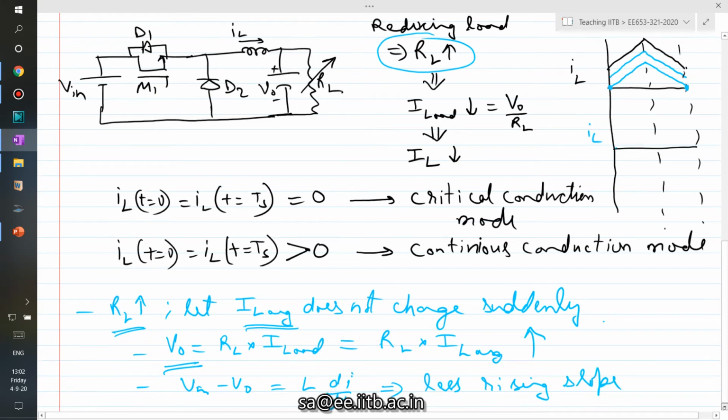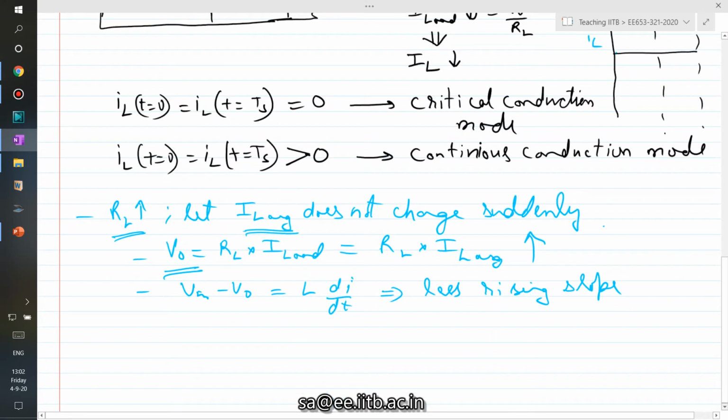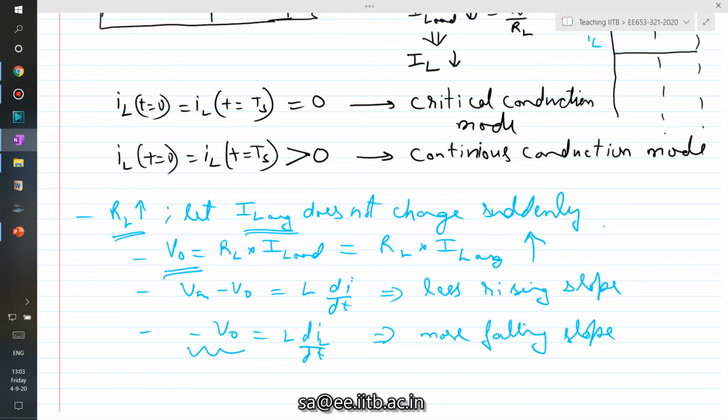Now what happens when the switch is off? When the switch is off, the equation is minus VO is equal to L dIL by dt. Here, it's with a negative sign and the magnitude of VO increases, and therefore, while falling, it will fall faster, and therefore more falling slope, right? So output voltage increases momentarily, which would reduce the rising slope and make the falling slope more.